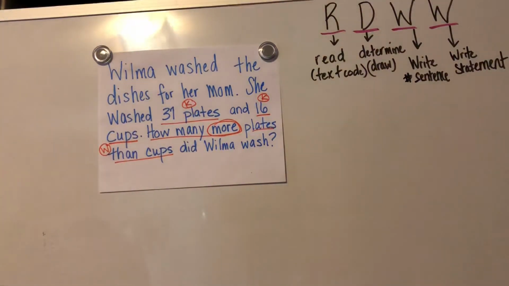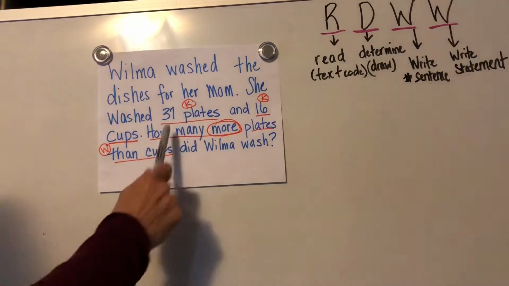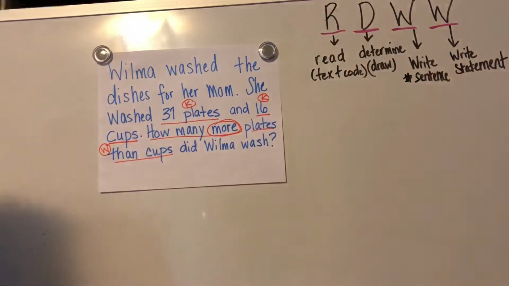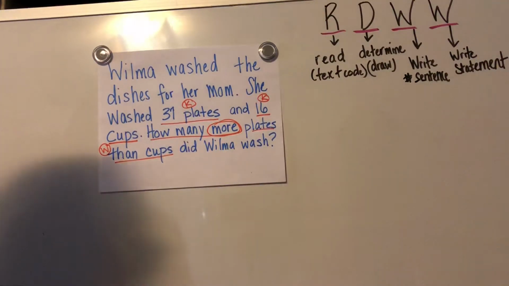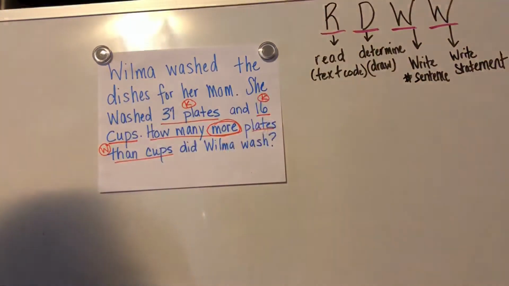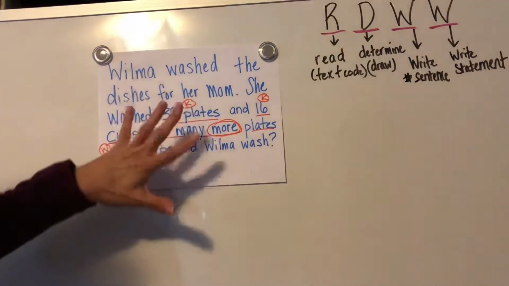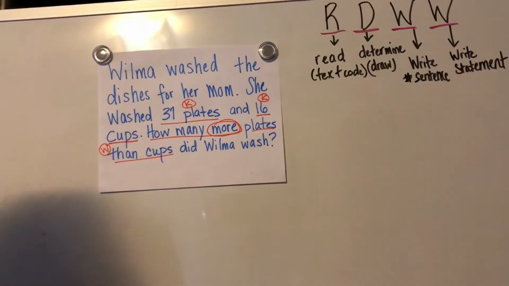So now I've taken that word problem, and if you notice what I've underlined and highlighted here, it really condensed it down. These are the important things: 37 plates and 16 cups. How many more plates than cups? For me to move on to the D, which is determine, I've got to determine what math operation I need to use to solve this. Are they asking me to add or are they asking me to subtract? I believe they're asking me to subtract.